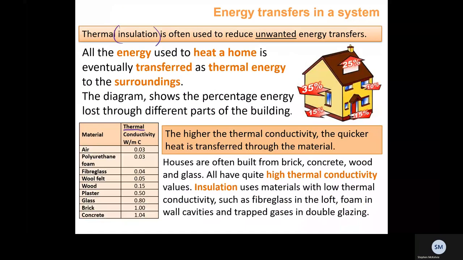Thermal conductivity, meaning heat conductivity, is how easy it is for heat to get from one place to another. So here's an example: we're going to have air as A, and we're going to have concrete down here as well, concrete is C. If I have heat traveling through air and heat traveling through concrete, they take a different amount of time to get through. Heat will get through concrete much faster than it would through the same thickness of stagnant air.